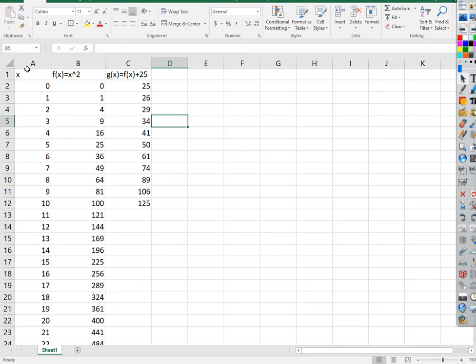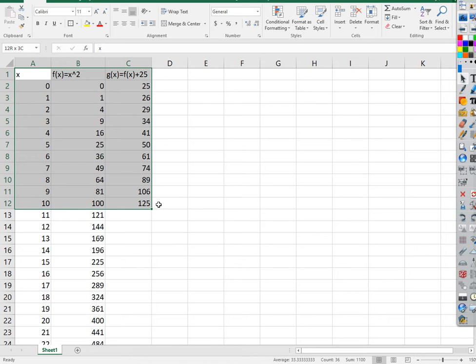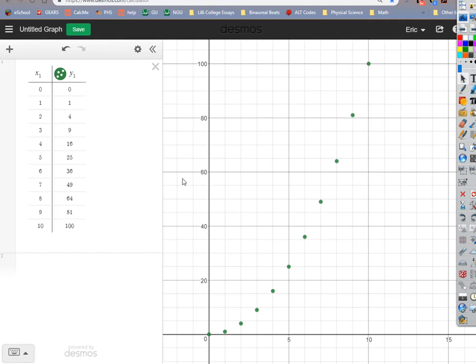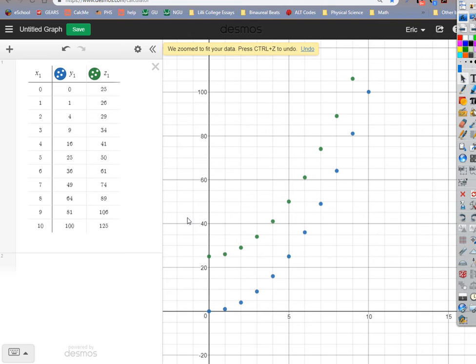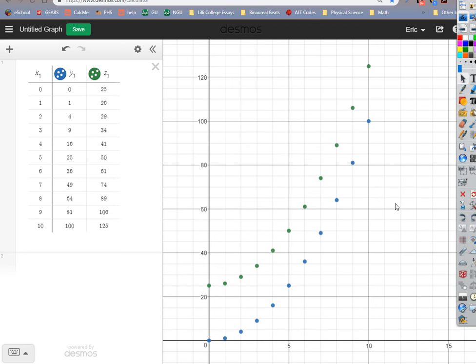Okay? Just to verify that we had this right, let's add this to our Desmos graph. The whole thing, we'll just clear over the top of it here. We'll just delete this, and we'll paste that. So what do you know? That looks about right, doesn't it? We just took the blue graph, and it looks like we raised it up by 25.